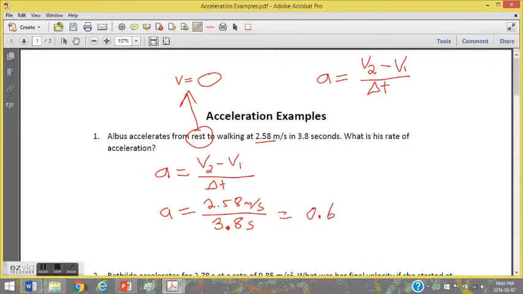And remember, I said acceleration is the change in speed, or how fast you're changing speed. So this is like meters per second per second, which we often write as meters per second squared. So in this case, Albus is accelerating from rest to walking at that speed in 3.8 seconds. His rate of acceleration would be 0.68 meters per second squared.